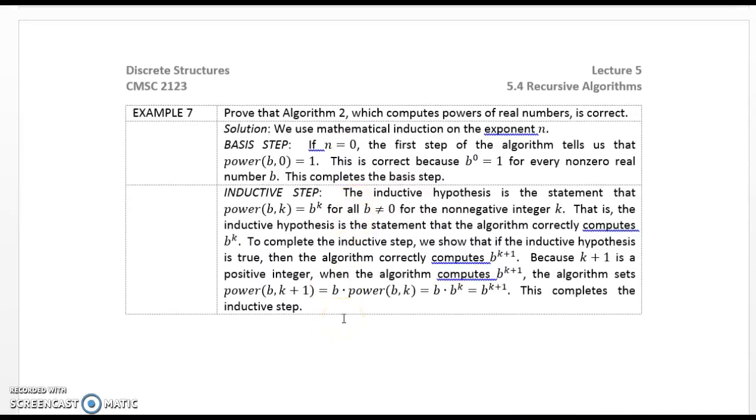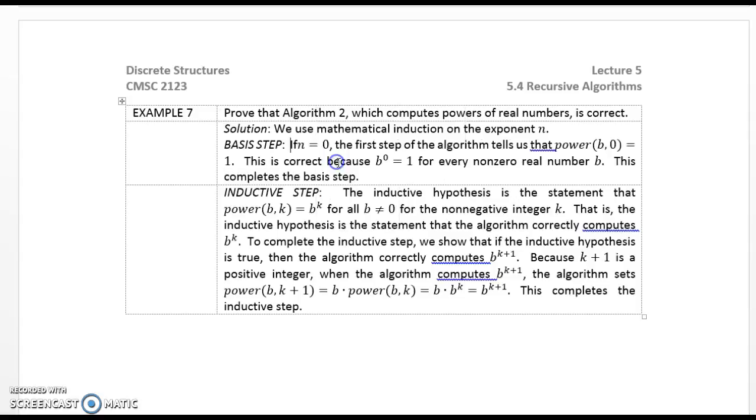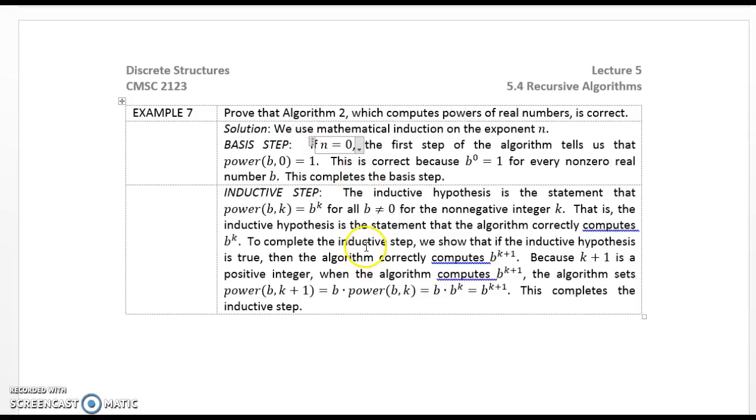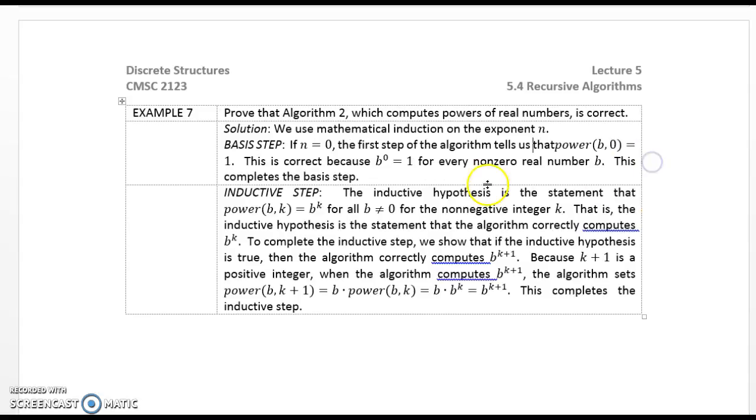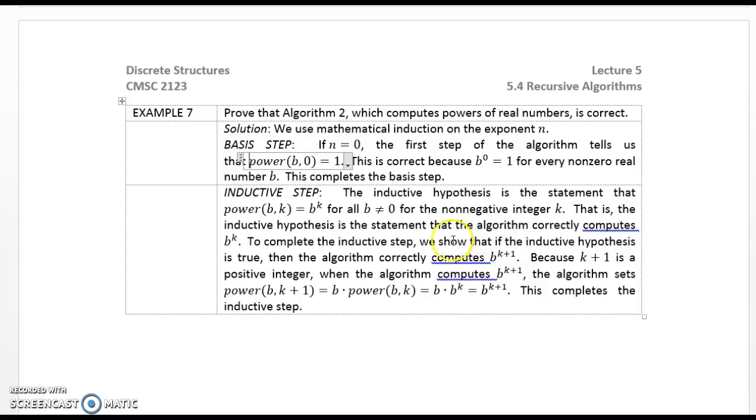Example 7. Prove that algorithm 2, which computes powers of real numbers, is correct. Solution. We use mathematical induction on the exponent n. If n is equal to 0, the first step of the algorithm tells us that power of b comma 0 is equal to 1. This is correct because b to the 0 power is equal to 1 for every non-zero real number b. This completes the basis step.